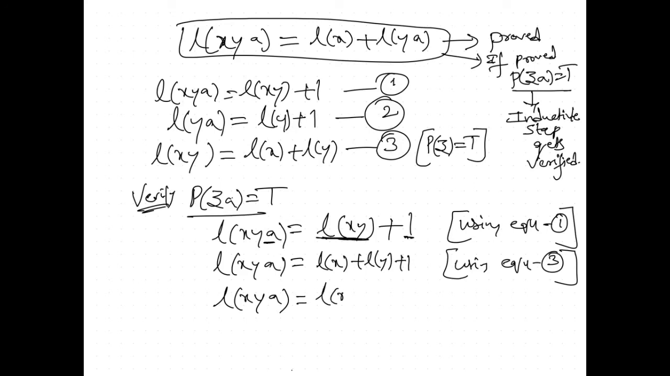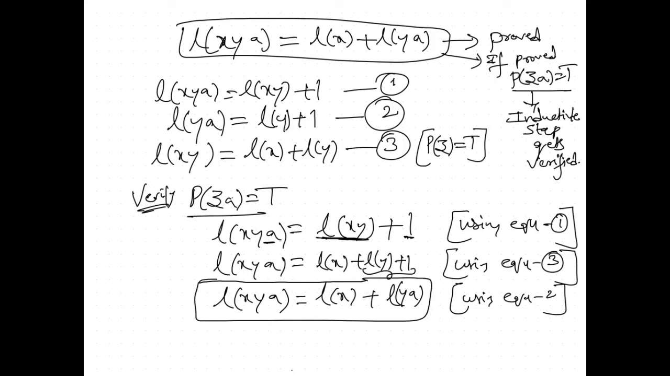Now L of xya is equal to L of x plus L of ya. Can I write like this? Because L of ya is equal to L of y plus 1, using equation 2. Finally I have verified, right? Finally I have shown this particular equation which I wanted to show.